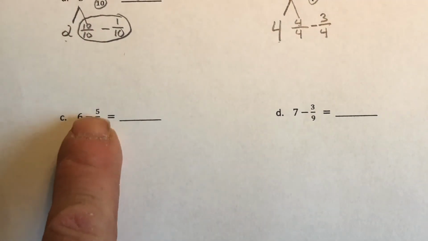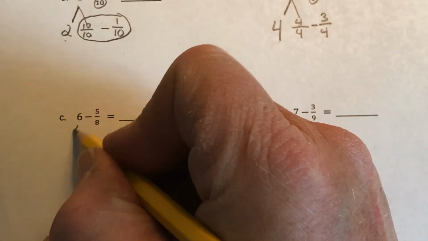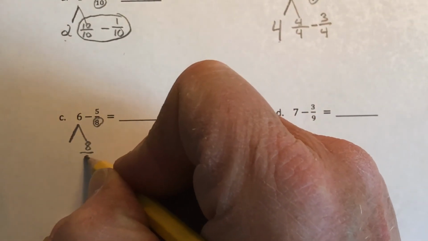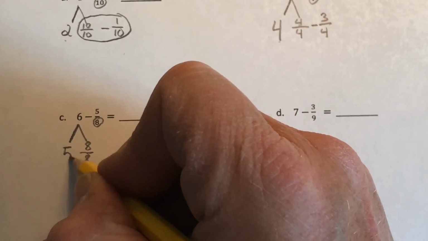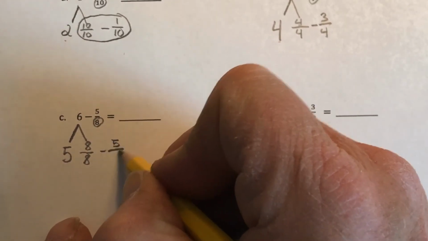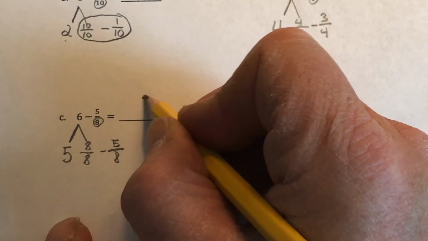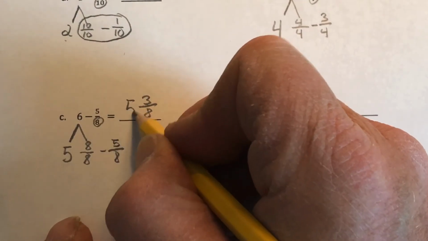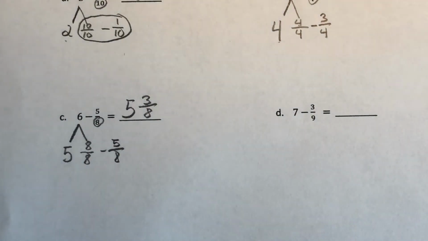So 6 minus 5/8. Okay, I take my 6, take one of my wholes and make it into 8/8. All right, so I'm up to 5 8/8. I'm going to subtract 5/8 from 8/8, end up with 3/8. All right, so it's 5 3/8.